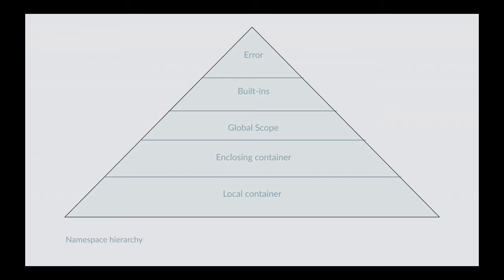So from a big picture perspective, the namespace hierarchy first looks within a local container. So say a method within a class. If it can't find a definition there, it's going to look within the enclosing container, so the class that holds that local method. If it can't find it within that enclosing container, then it's going to see, is it defined globally as a global variable?